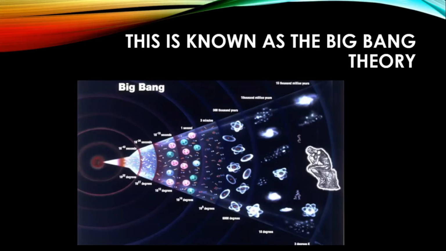At 10 to the power of negative 43 seconds, the Big Bang starts. Then the second phase is about 10 to the power of 34 seconds. Then the third one is 10 to the power of 10 seconds. Then 1 second, 3 minutes, 3,000 years, and then 1,000 million years, and then the last phase is the 15,000 million years, or the current era since the Big Bang happened.